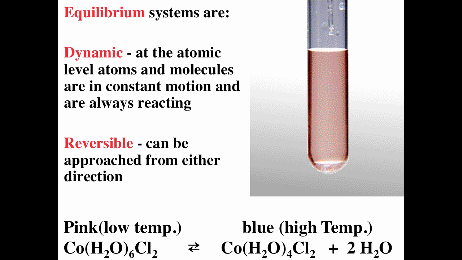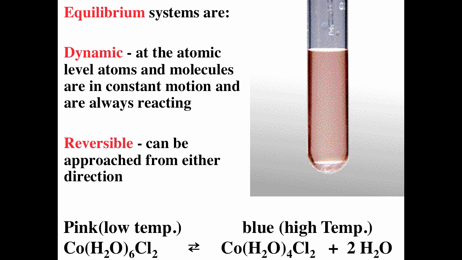And so equilibrium systems are dynamic and reversible. At the atomic level, they're dynamic. You have reactions constantly going. Once you reach equilibrium, it seems like the concentrations are constant, but you still have the forward and reverse reactions. It's just that the rate of the forward reaction equals the rate of the reverse reaction. They're reversible, because you can go forward with the reaction or you can go backward with the reaction. That's why we use the double arrows to denote equilibrium reactions.